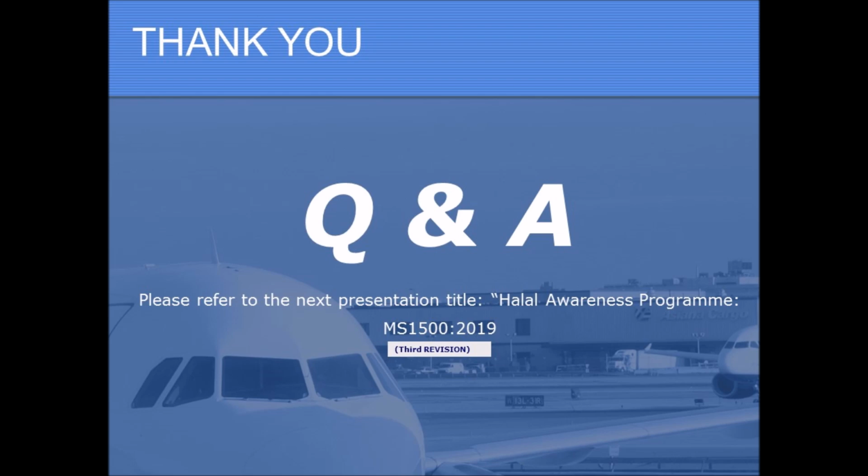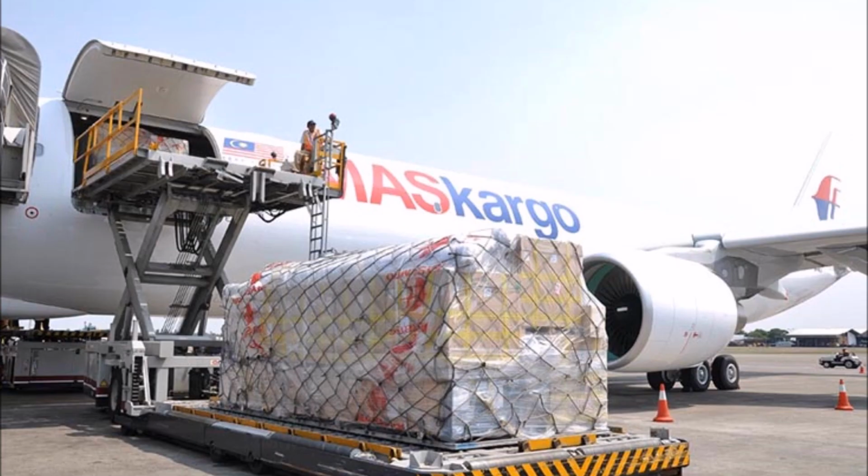But that's the minimum requirement. The preferred level, when we talk about the key halal requirement, is dedicated. The containers are dedicated for halal.